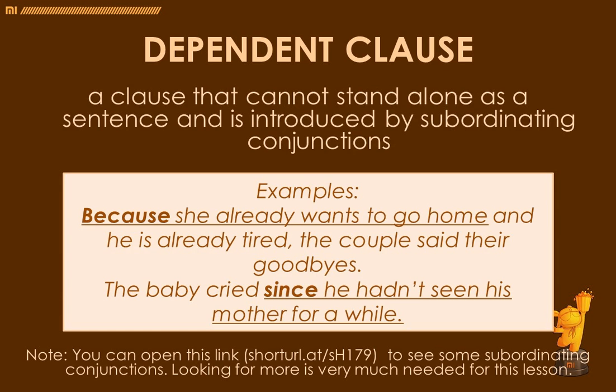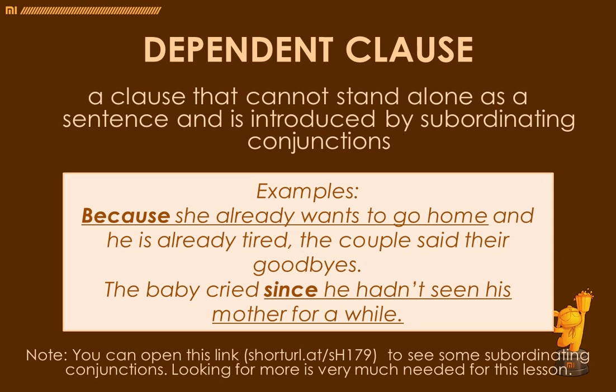For example, in the sentence, because she already wants to go home and he is already tired, the couple said their goodbyes. The word because in this sentence is your subordinating conjunction. This introduced the dependent clause because she already wants to go home. Second, in the sentence, the baby cried since he hadn't seen his mother for a while. The subordinating conjunction since introduced the dependent clause since he hadn't seen his mother for a while.